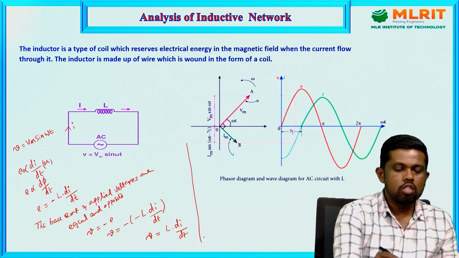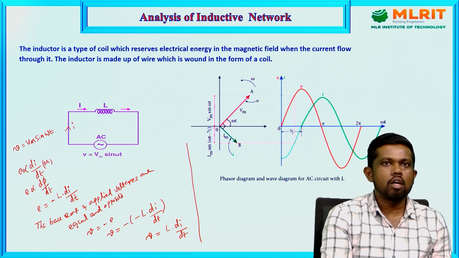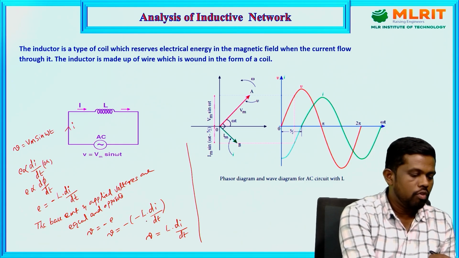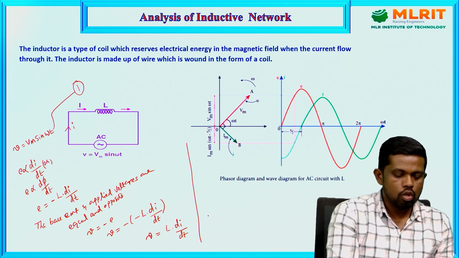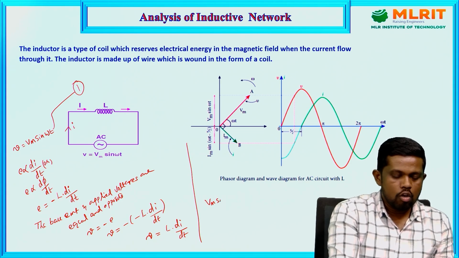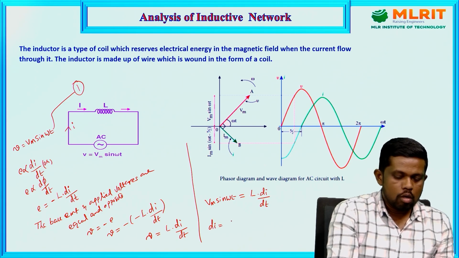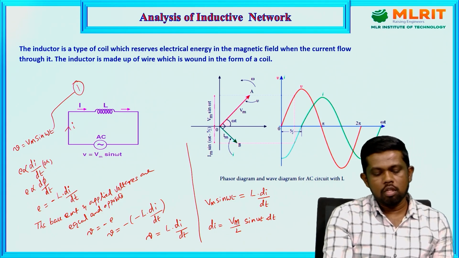These things we will discuss later, based on the voltage and current waveforms. Now we need to derive how much instantaneous current is circulating into the inductor. We treat this as equation number 1. Then substitute the instantaneous voltage into equation 1: Vm sin omega t equal to L into di by dt. So we write di equal to Vm upon L, sin omega t into dt. This is the current function we will get in this form.